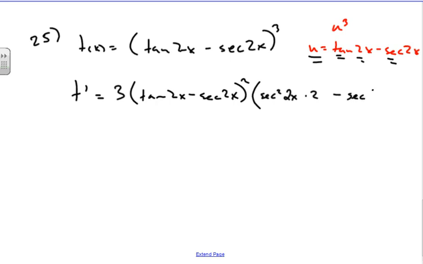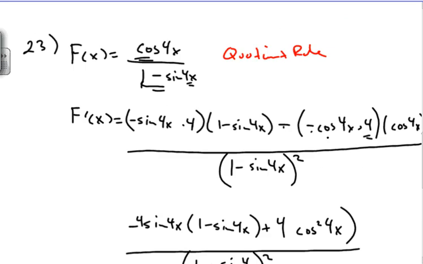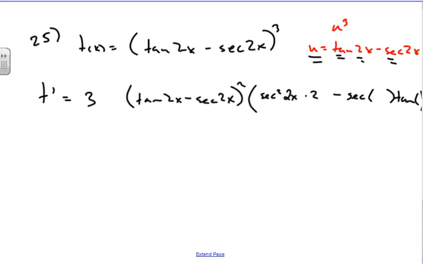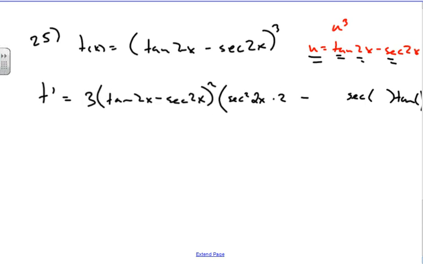Secant tangent. Now this is where sometimes students get a little screwed up. Oh, sorry. I'm in a room over here. Just move this down a little bit, a little bit, oops, a little bit, a little bit, a little bit, and a little bit. Okay.